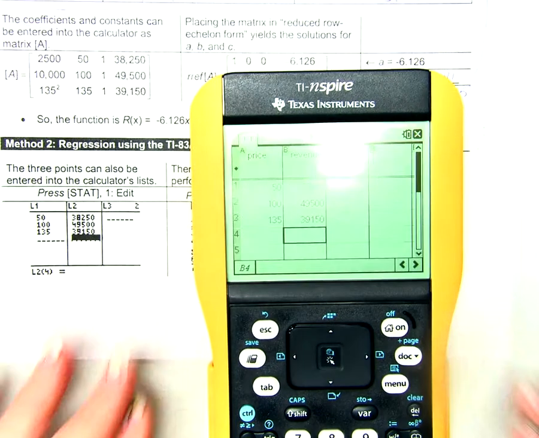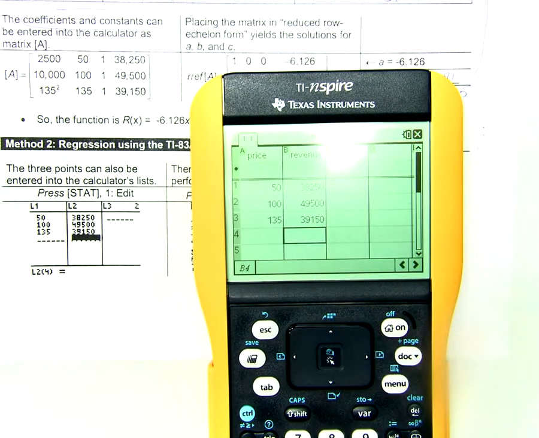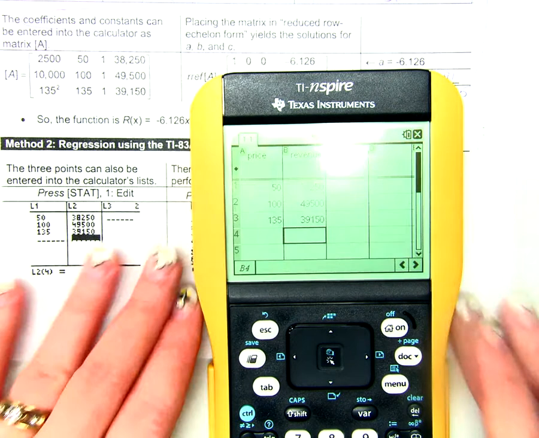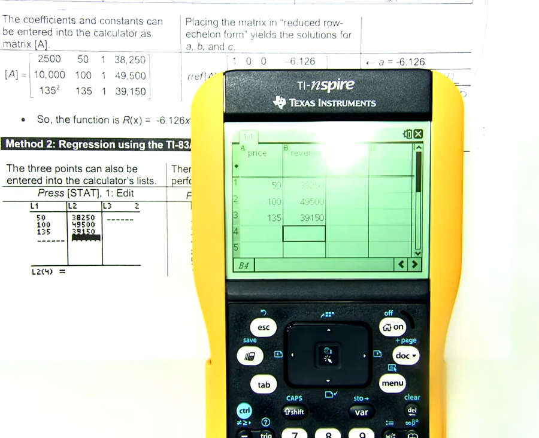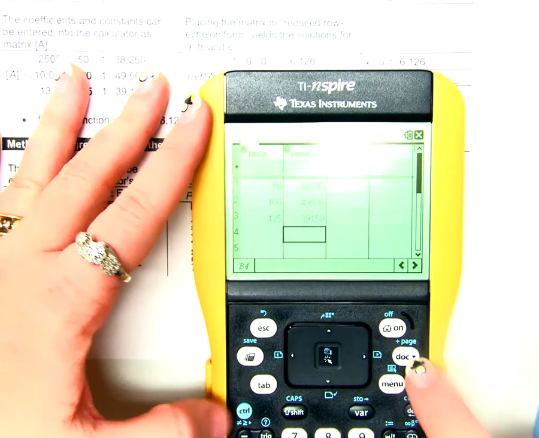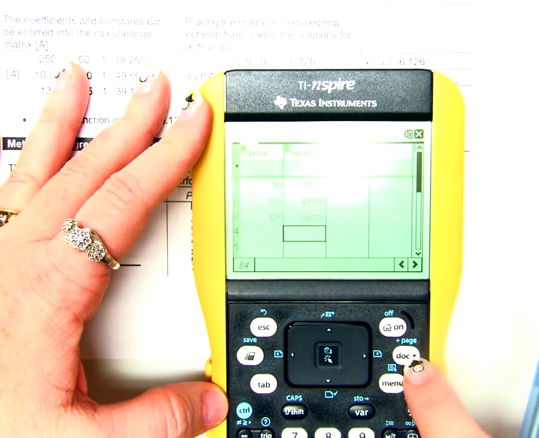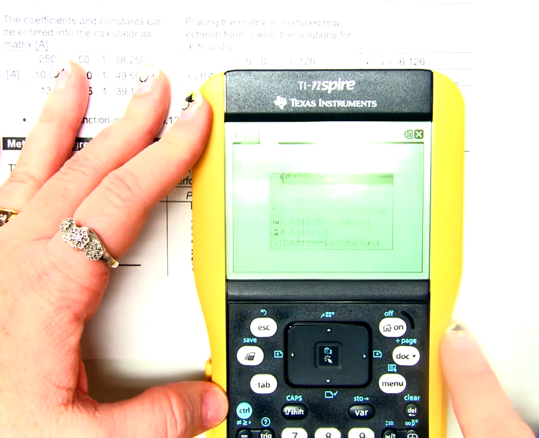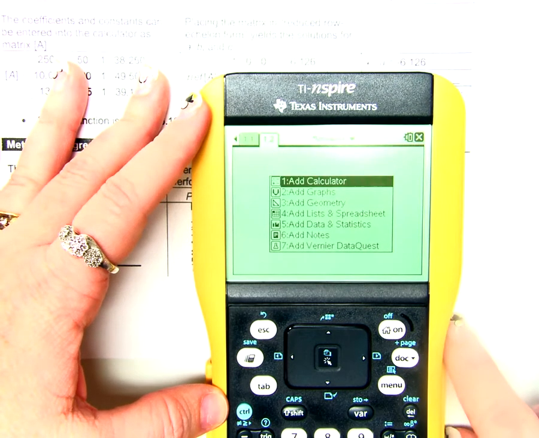I'm going to zoom out just a little bit. What I need to do is use this data in a graph. But I don't want to use a regular graph. I need a data and statistics graph. So I'm going to press Control, my blue button, and plus page. I'm going to press doc. What kind of page do I need?